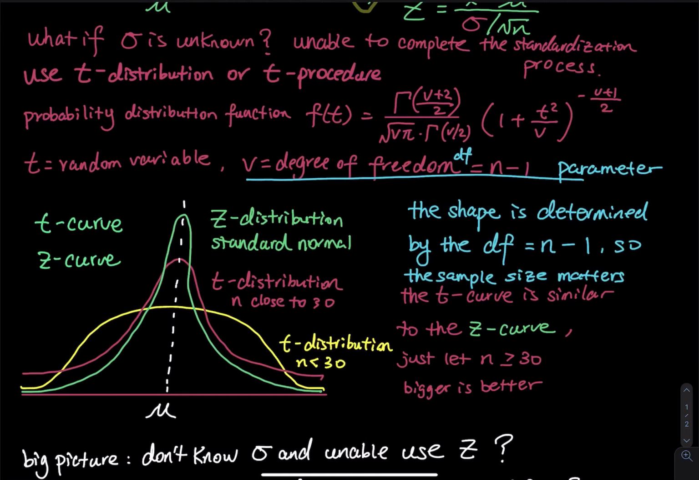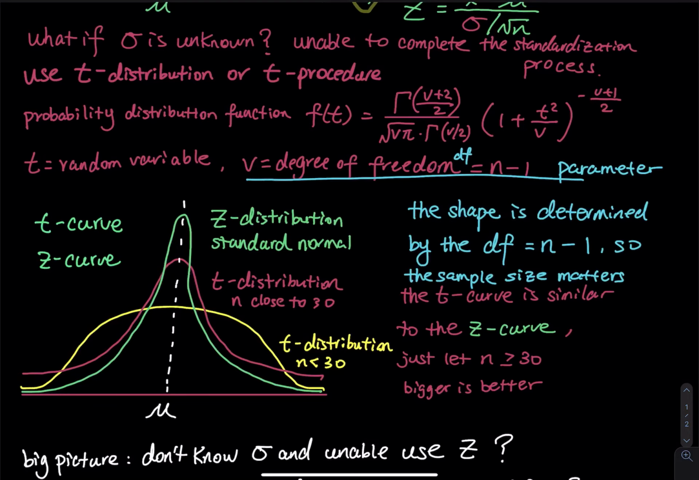So overall, for the shape of the t-distribution, I cannot just give you a bell curve, because the shape changes depending on the parameter. On the blue handwriting, you see that the shape is determined by the degree of freedom, n-1, so the sample size matters when you use the t-distribution. The sample size is everything because that determines the shape of the t curve. So the t curve is similar to the z curve when n is close to 30; the bigger, the better.